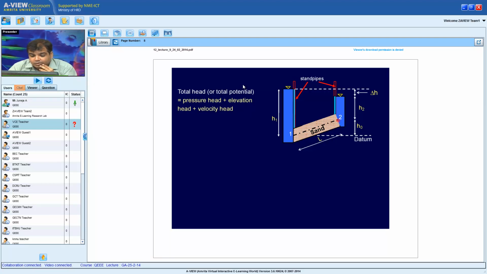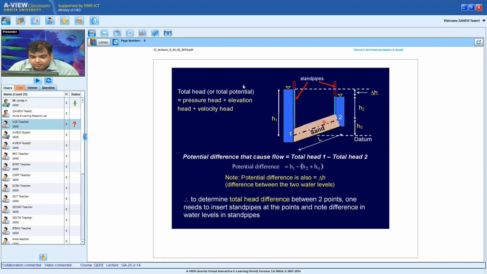What about the total head at 2? The pressure head is H2 because the water in the standpipe rose up to a level H2. For the elevation head, I cannot change the datum for the same problem to have two datums. So this was the datum, and the center of the soil above the datum is H0. Therefore the total head at 2 would be H2 plus H0. Total head at 1 was H1, and total head at 2 is H2 plus H0.